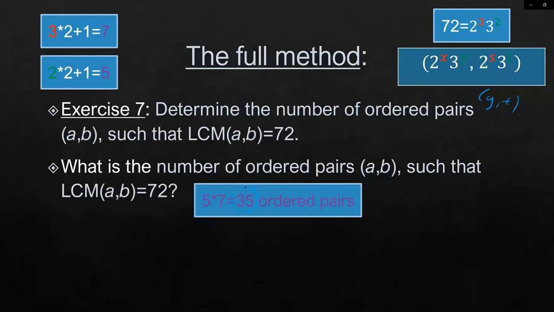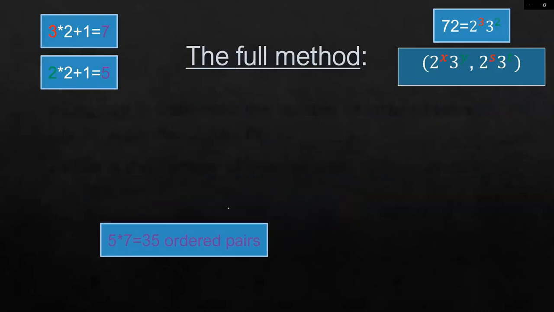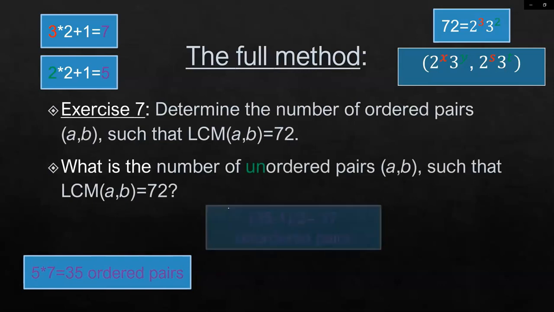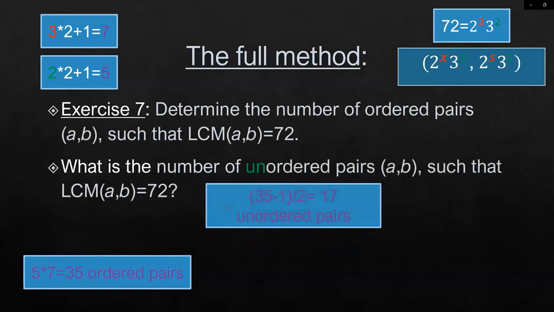Actually, since we have 35 ordered pairs here, to find the unordered pairs, what do I have to do? Do you remember the discussion we had at the beginning? You have to subtract the ones that have the same components and then divide by 2. So for the unordered pairs, you subtract 1 and divide by 2.